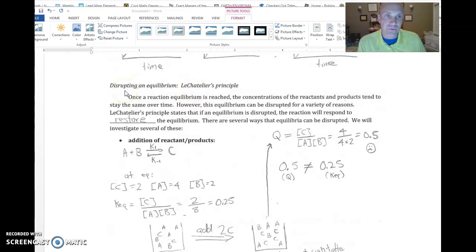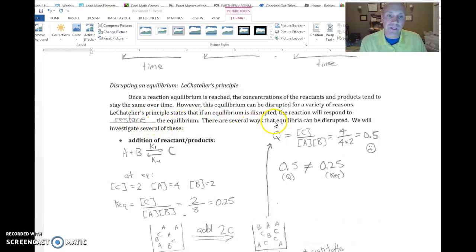You can do things to disrupt that equilibrium, and there are several ways that you can disrupt it. Essentially, whenever an equilibrium is disrupted, things are going to want to get back to that equilibrium position. This concept is called Le Chatelier's principle. Essentially, it says that if the chemical equilibrium is disrupted for any reason, the reaction will tend to respond in a way to restore that equilibrium.